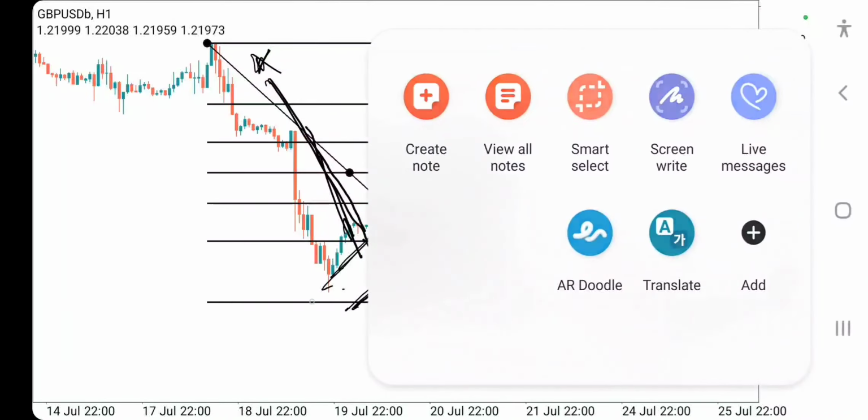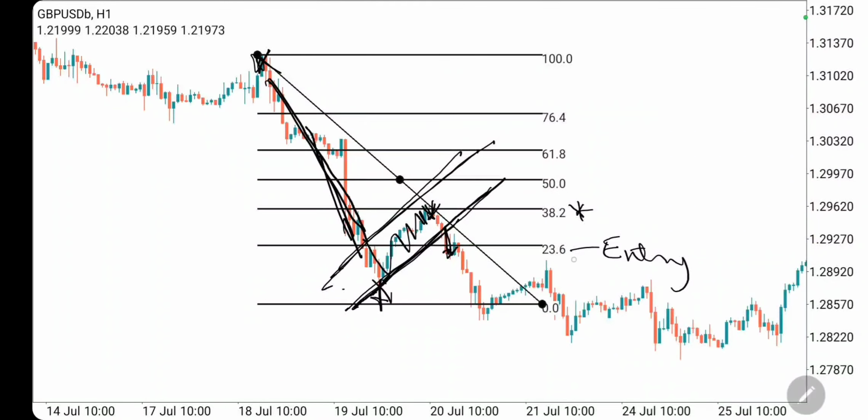I'll enter at the 23.6 level. This is my entry. So this was where it retraced. This is my retracement of support, where it took support. My stop loss will be at 50. All right, retracement at 38.2. Entry when flag broken, 23.6. Stop loss will be at the other side of the flag and at the other FIB level of 50.